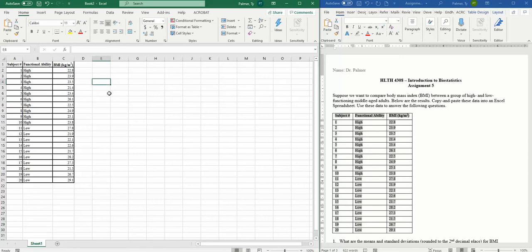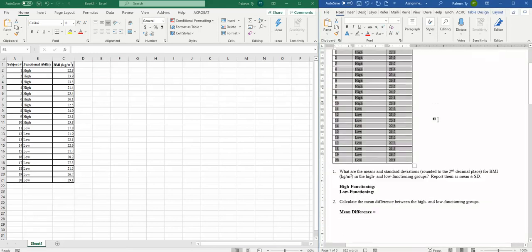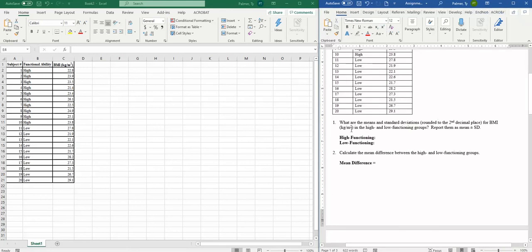Okay, so now that we have our data copied and pasted into our Excel worksheet, let's scroll down to question number 1. What are the means and standard deviations for BMI in the high and low functioning groups? Report them as mean plus or minus standard deviation. Very similar to the previous how-to video, we're going to calculate the mean plus or minus standard deviation and report those here for question 1.